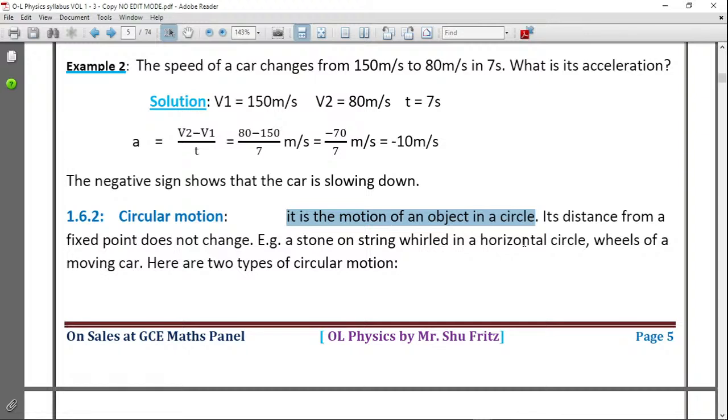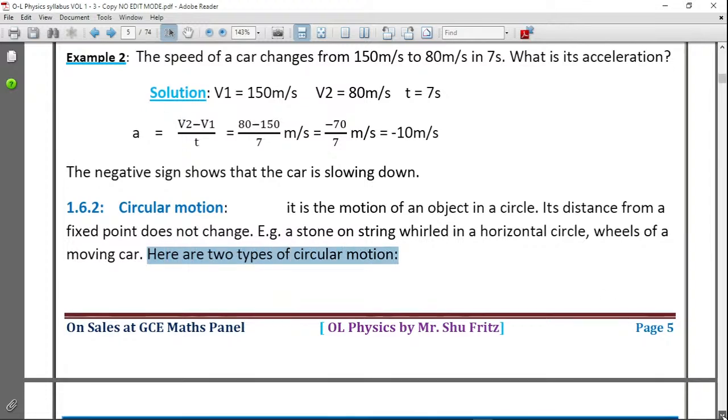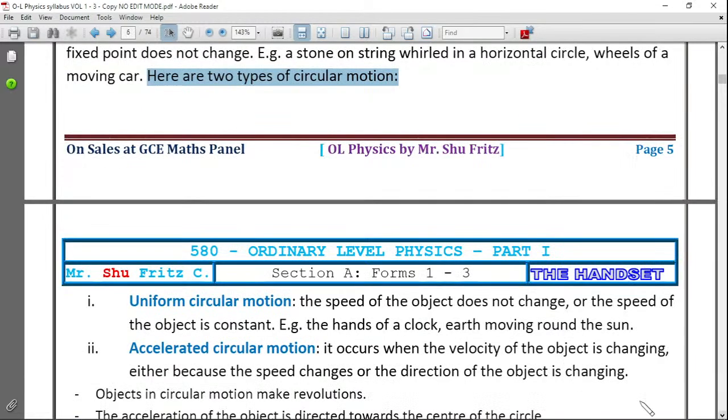So there are two types equally of circular motion. Just like with linear straight line motion, we had uniform straight line motion and accelerated straight line motion. Here equally we have two types of circular motion, and the terms do not change. The only thing that will change is the circular. So we equally have uniform circular motion and accelerated circular motion. Why do we call one uniform circular motion and the other one accelerated circular motion?